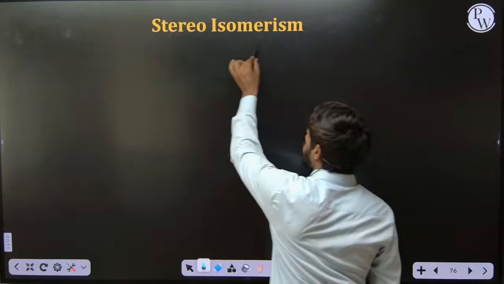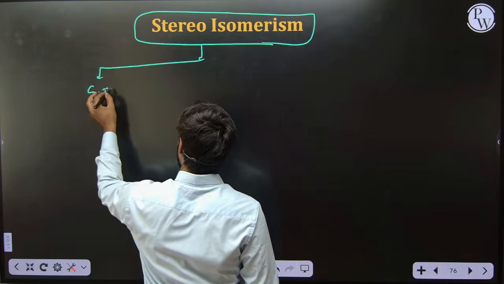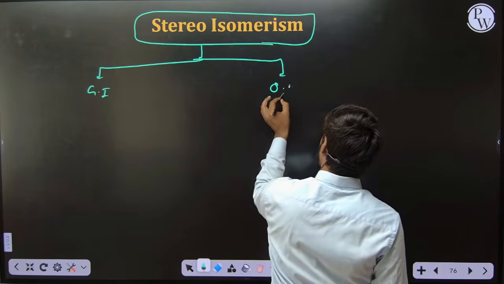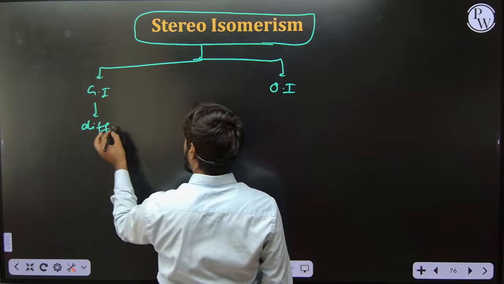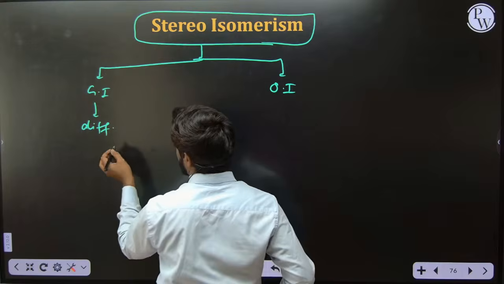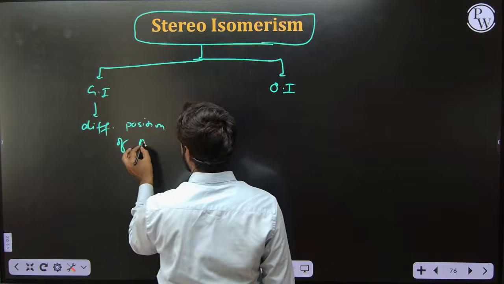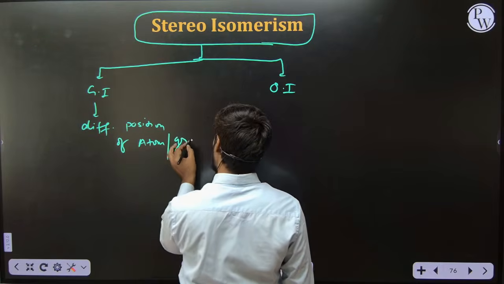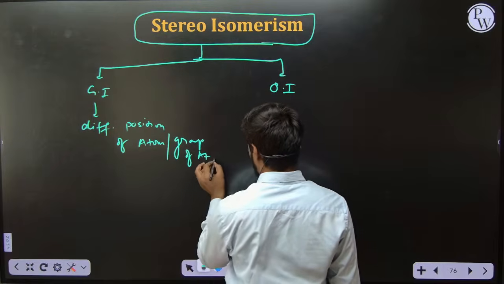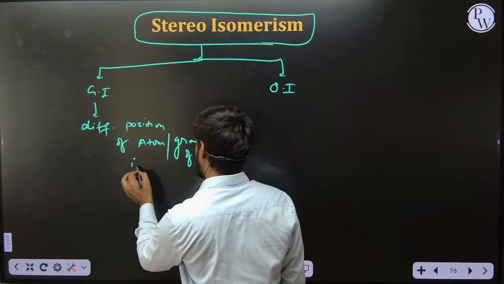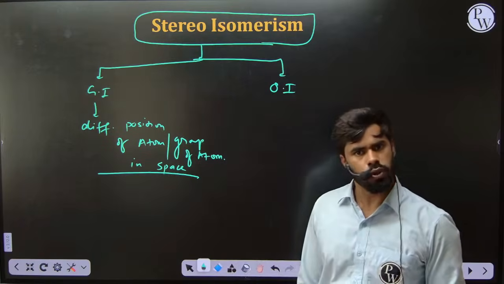Next, stereoisomerism. Stereoisomerism can be GI or OI. Now for GI, we know it is the different position of atom or group of atoms in space. So the relative position of atom or group of atoms would be different.